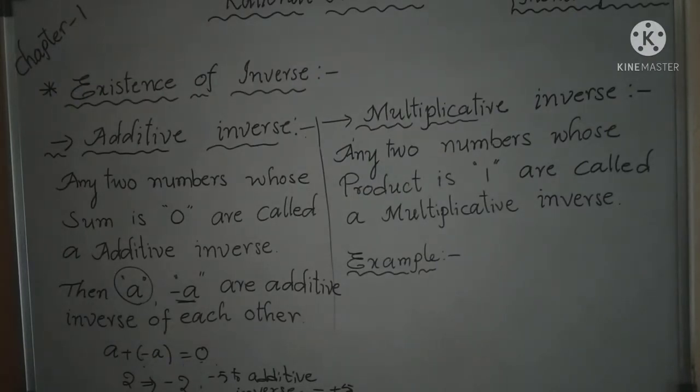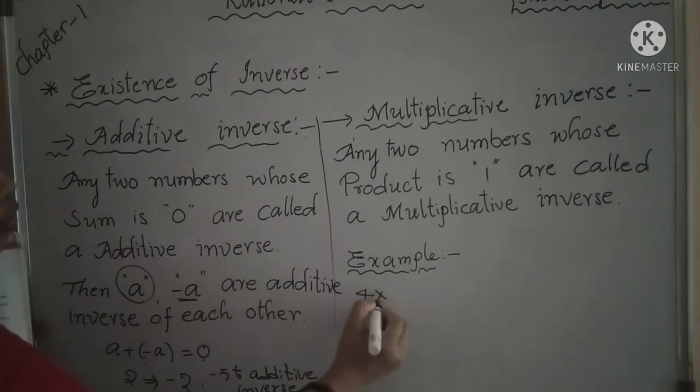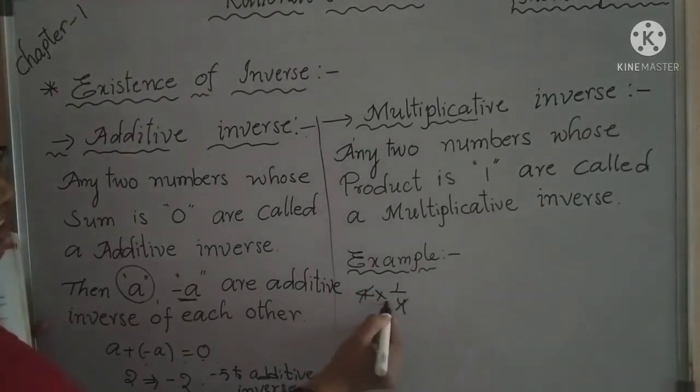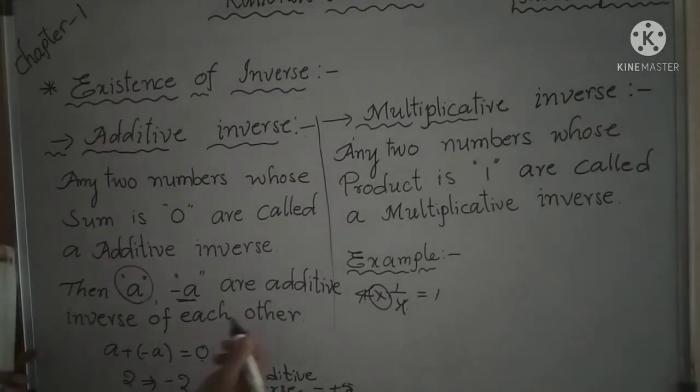So for example, let us take a multiplicative inverse example. Here we take the product as 1. For example, the product of two numbers, 4 into 1 by 4. Product means multiplication. 4 into 1 by 4: 4 and 4 cancel, remaining 1. The product is 1.